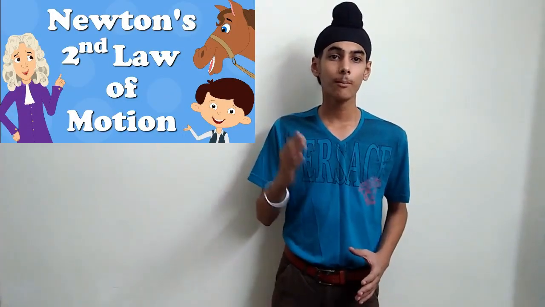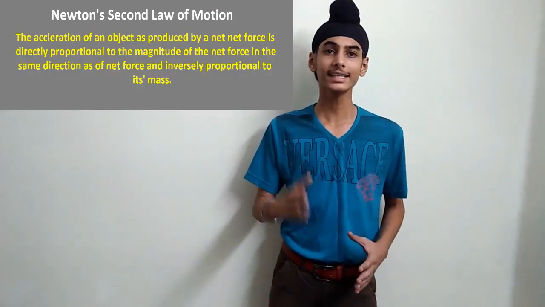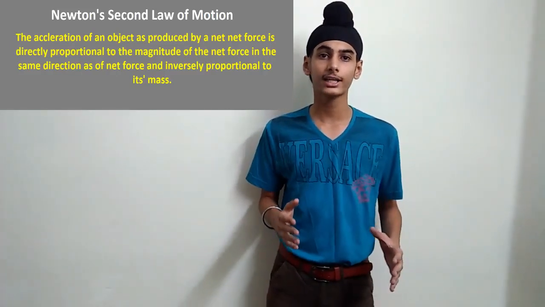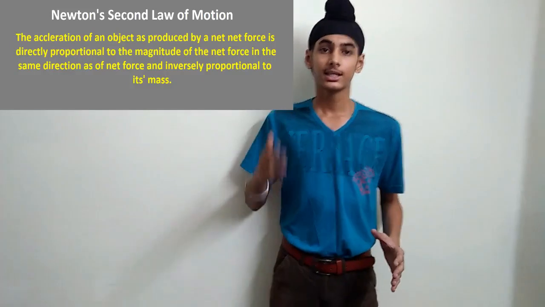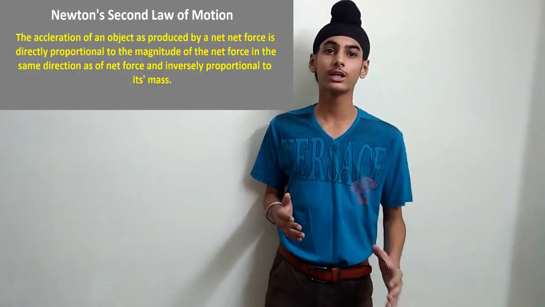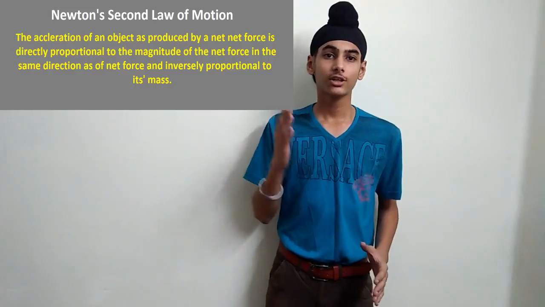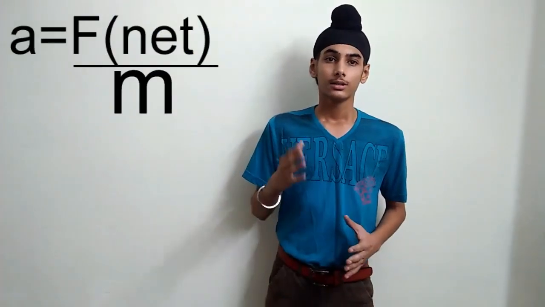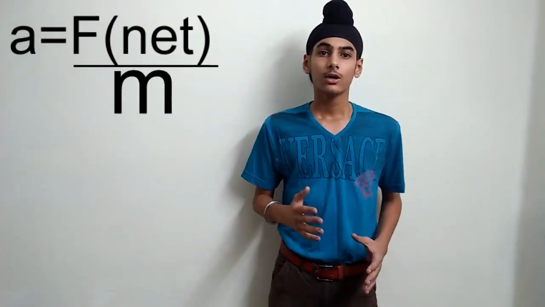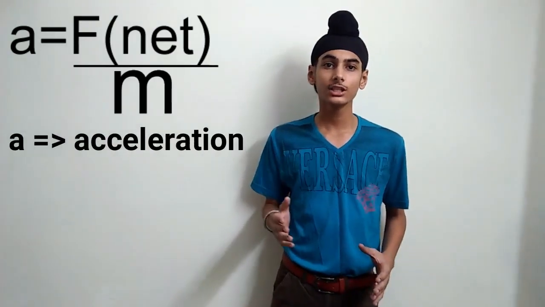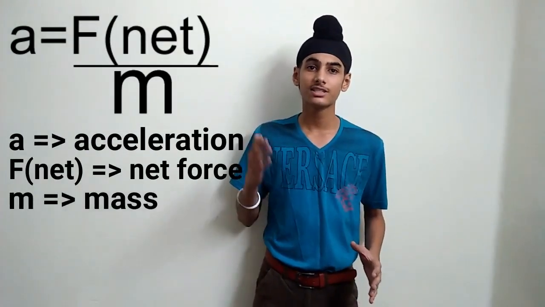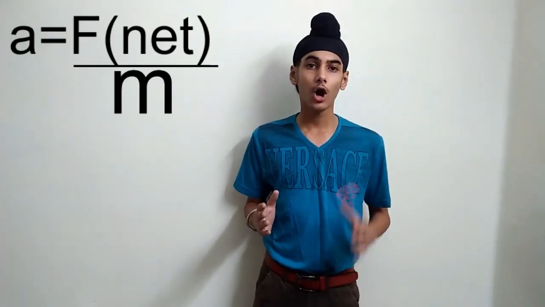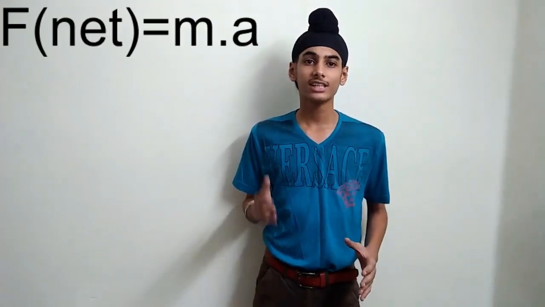In the world of physics, the second law is one of the most important concepts. It is mostly used in every field. It tells us that the acceleration of an object which is produced by a net force is directly proportional to the magnitude of the net force, in the same direction as the net force, and inversely proportional to the mass of the object. That is, a equals F net over m, where a is acceleration, F net is net force and m is mass. The above equation can also be written as F net equals ma.